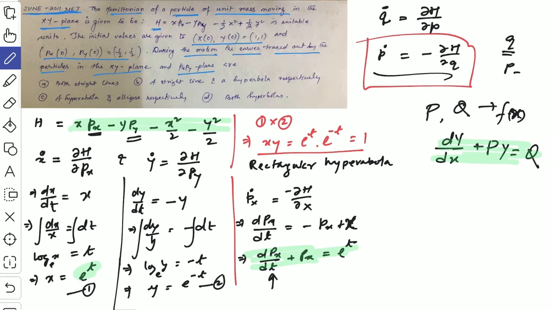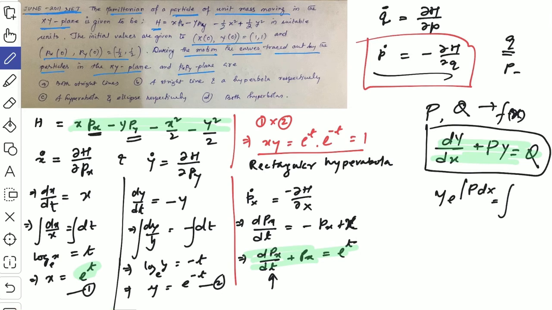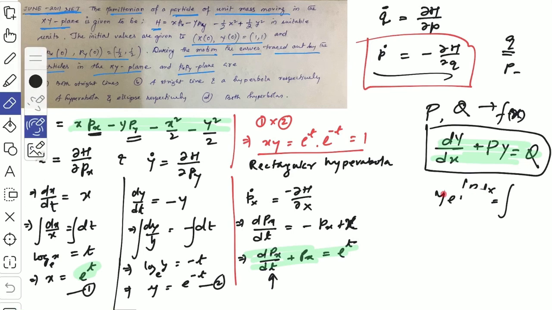Okay, so in this case, instead of x there is t. So we know the solution of this form of linear equation is given by y e to the power ∫p dx is equal to integration. So here this sign is integration. Okay, so let me clear this thing.